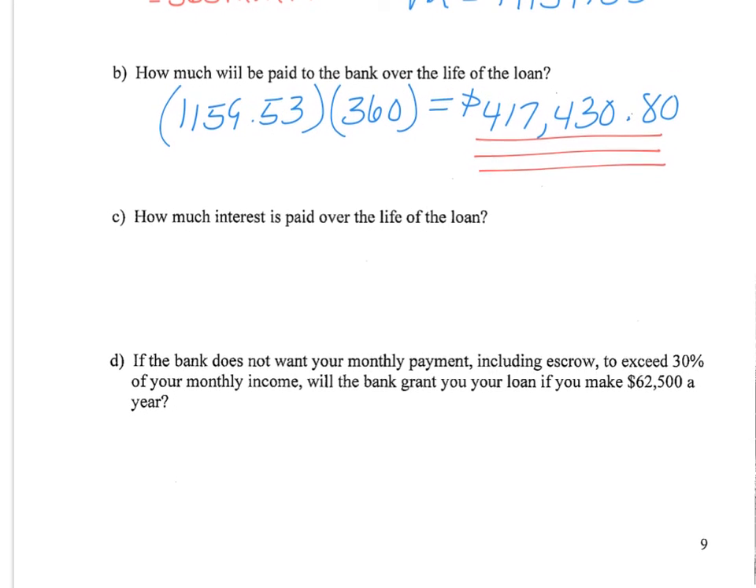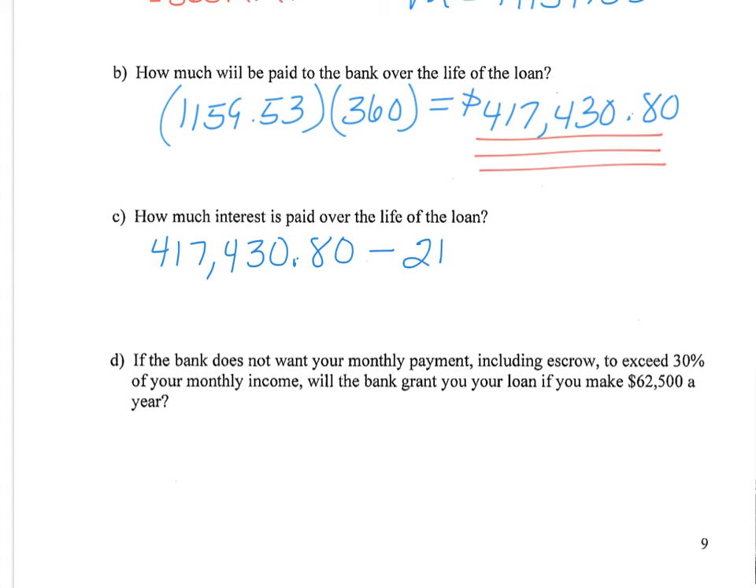How much interest is paid over the life of the loan? Well, I know I'm going to be paying, after 360 payments of $1,159.53, $417,430.80 back. So it'll be $417,430.80 minus what I actually borrowed, which is $216,000.